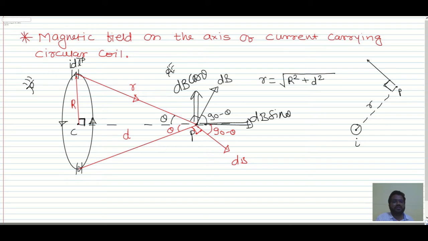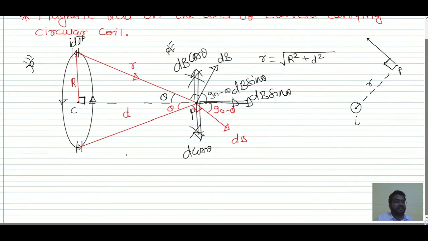And as you can see, for every dB element, as dB sin theta and dB cos theta are present, dB sin theta will get added, but dB cos theta will get cancelled out, and that is the reason dB net we can write as dB sin theta. So I hope this is clear, right? It is only the dB sin theta component which stays over here, and dB cos theta will get cancelled out.